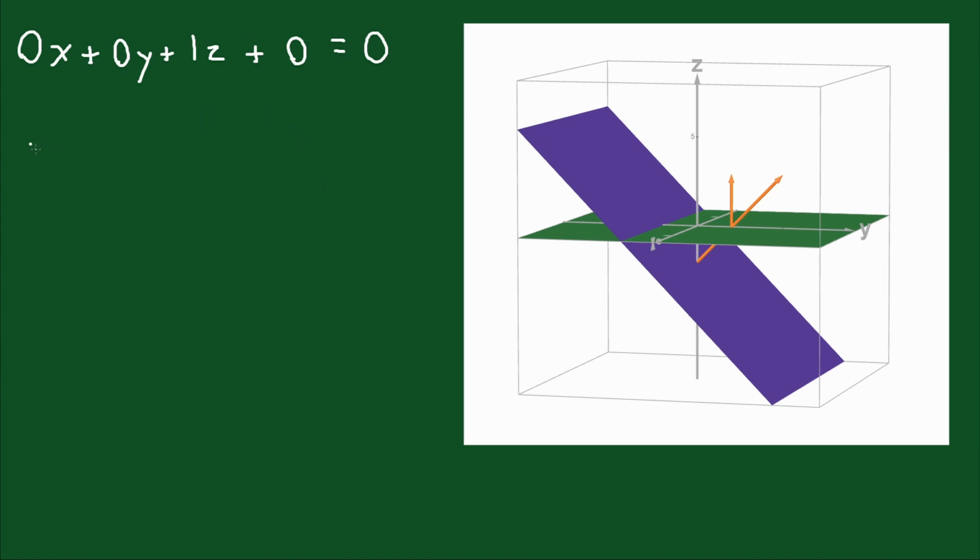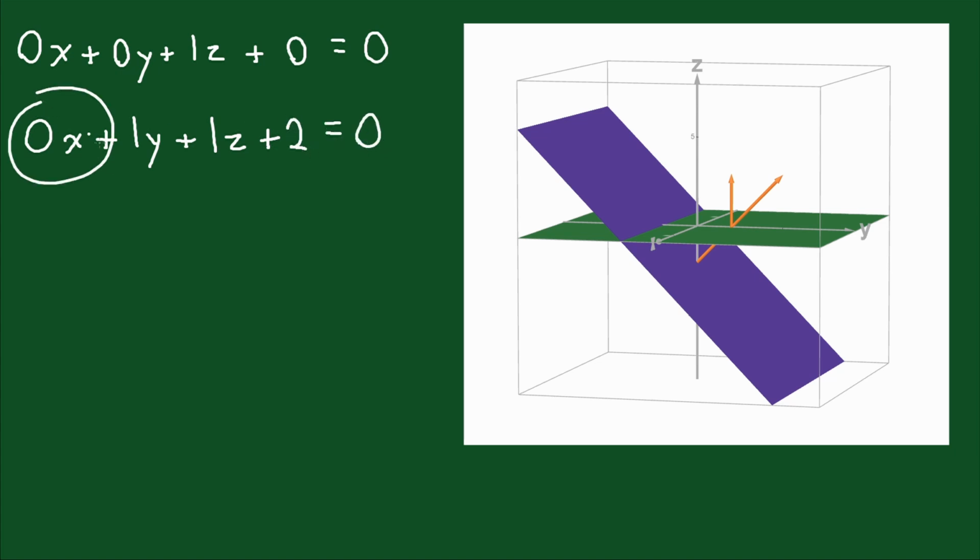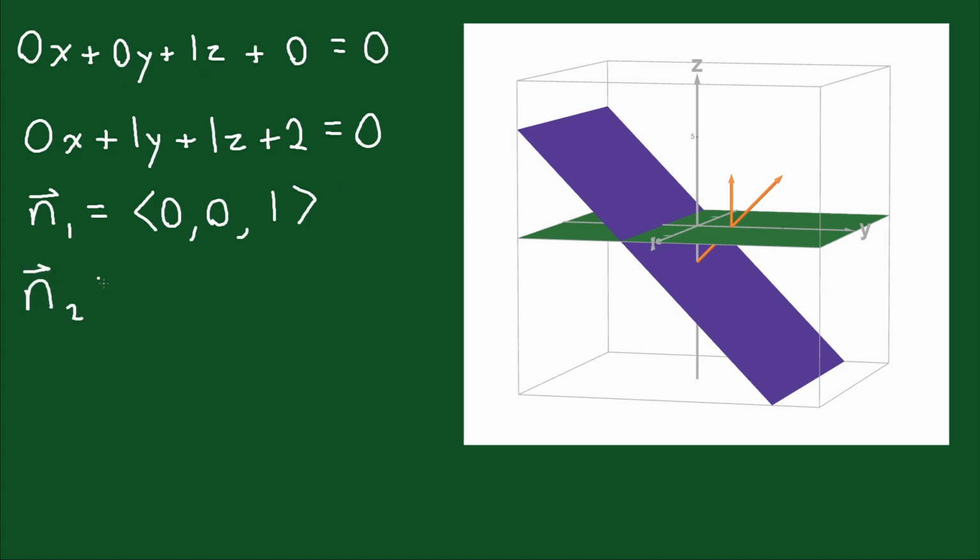Our other equation for the purple plane is 0x plus 1y plus 1z plus 2 is equal to 0. And again, you don't have to write this first term 0x. I'm just writing it to keep the form. Now, if these are the two equations of the planes, then the normal vectors are as follows. Normal vector 1, the normal vector for the first equation, will be 0, 0, 1. You just get those values from the coefficients on x, y, and z. And the normal vector for the second plane will be 0, 1, 1.